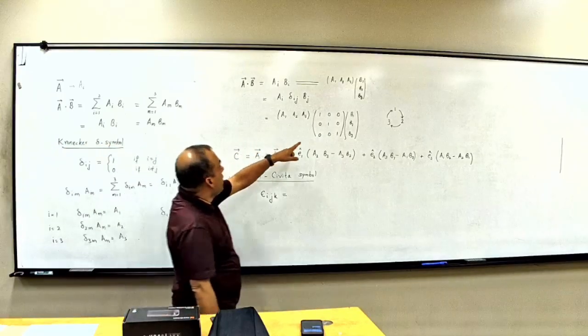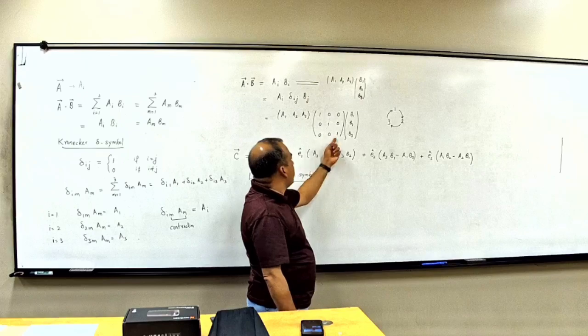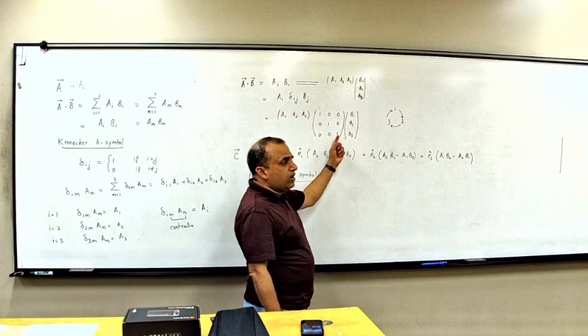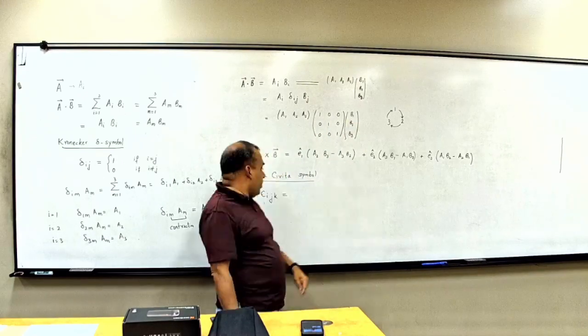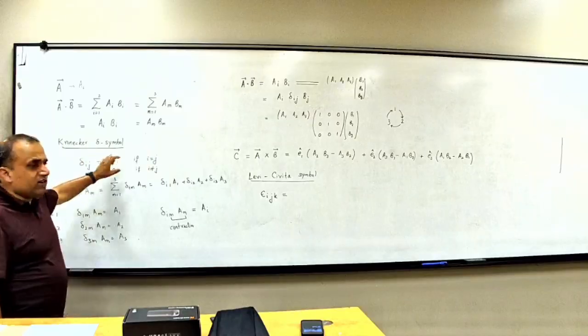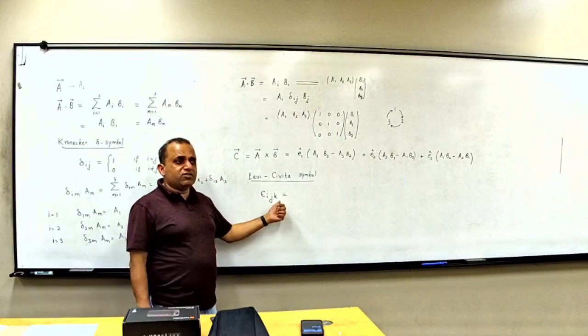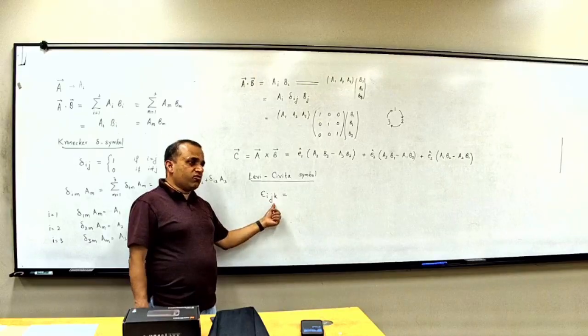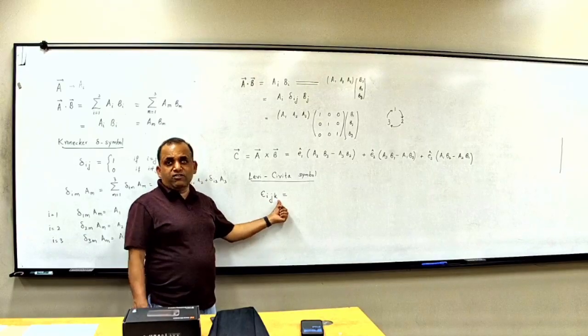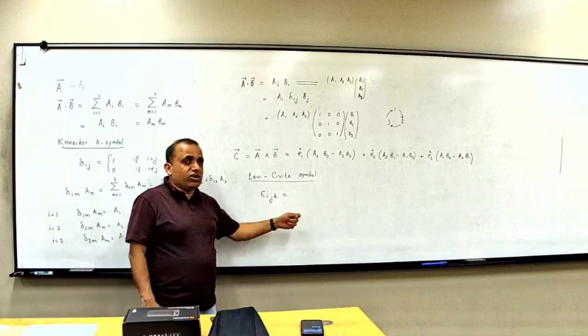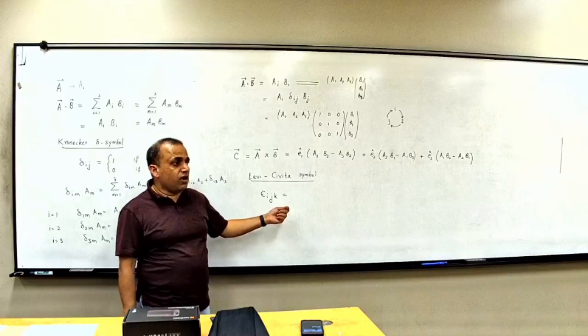Of them, there are 9 components: 1, 2, 3, 4, 5, 6, 7, 8, 9. Out of them, 3 are 1 and 6 are 0. So I explicitly wrote it in this form. Similarly, here, how many components will be there in 3 dimensions? So it is 3 times 3 times 3. So there are 27 pieces to this, and I have to tell you what those 27 pieces are.